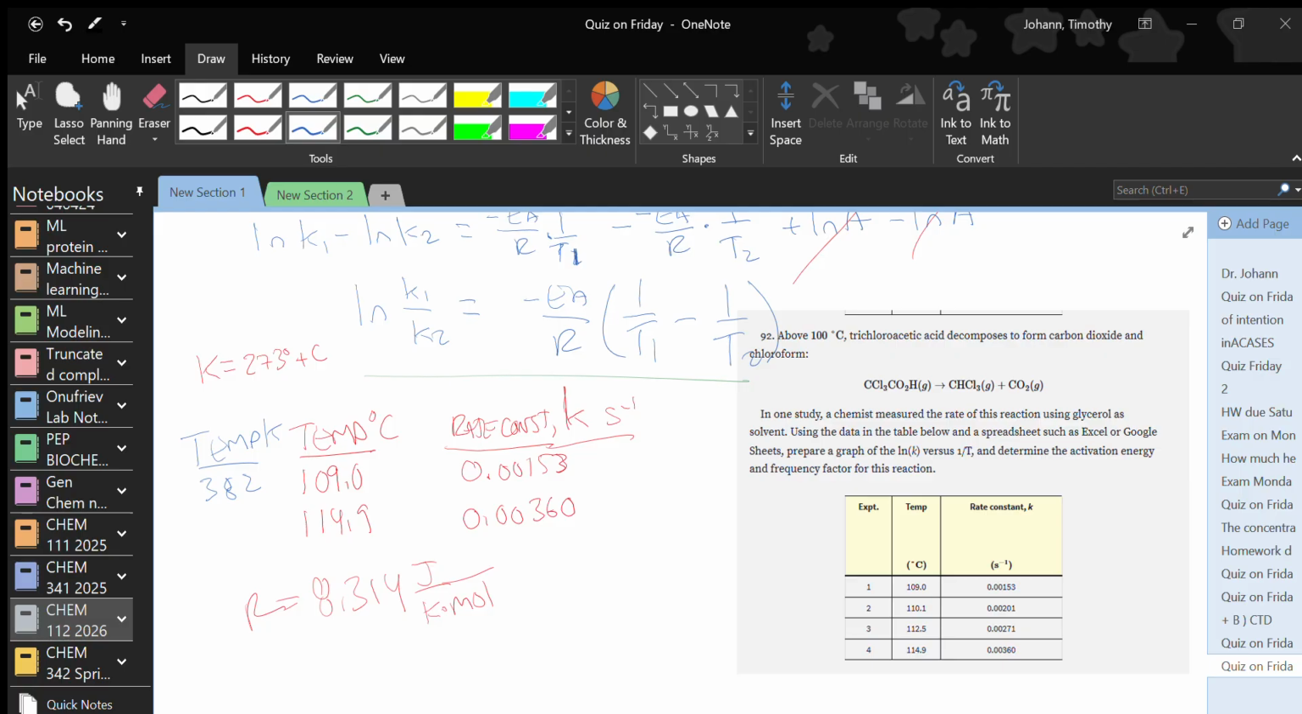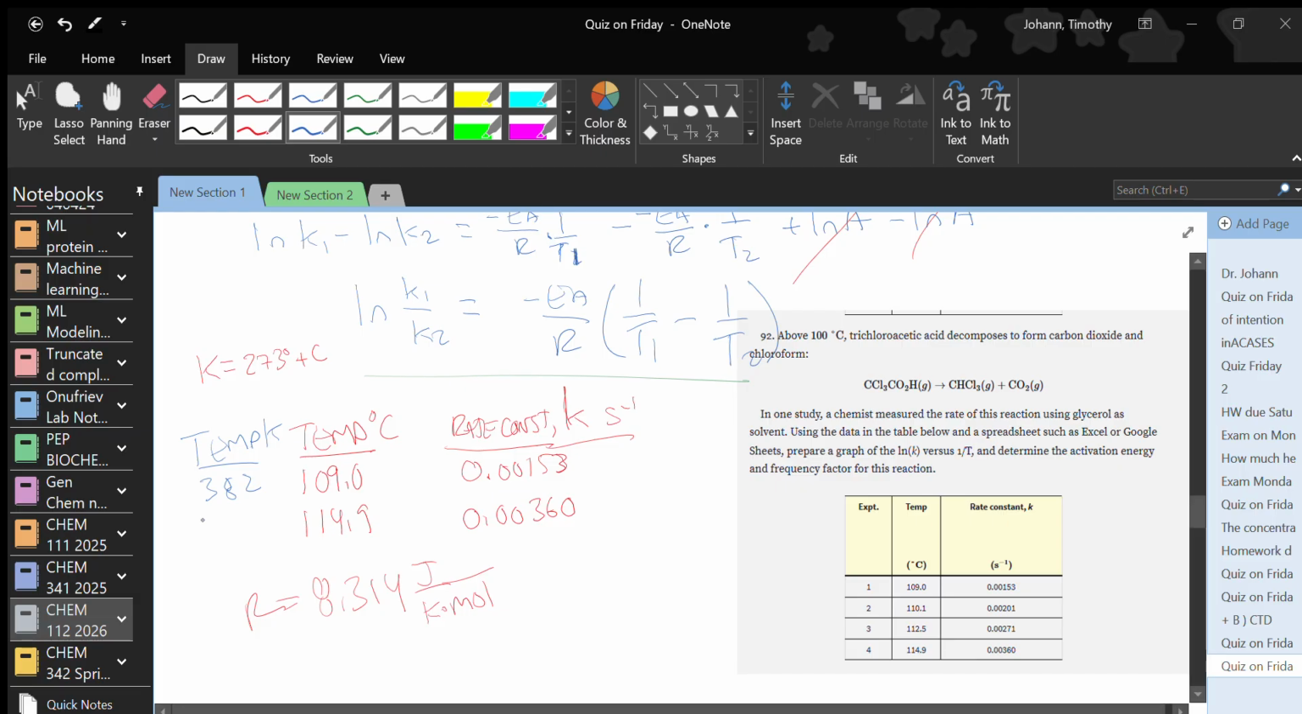273 plus 114.9, 387.9. I should put a 0 there. Okay, those are my temperatures. I'm going to go ahead, I can just rewrite this down here.